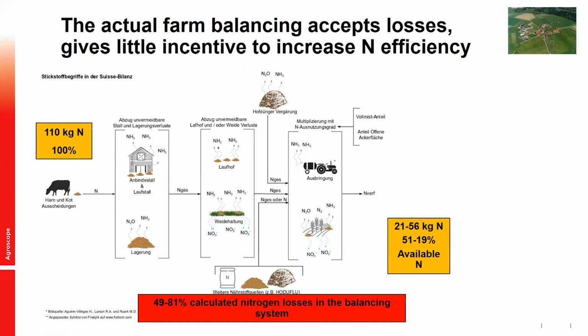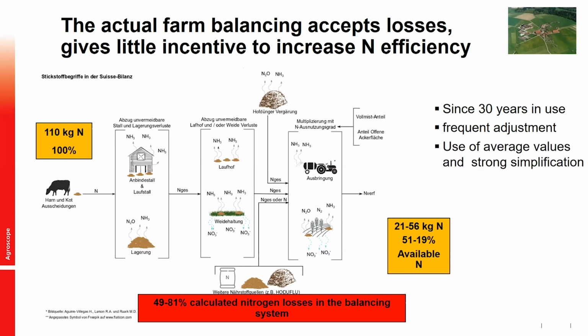And knowing that, we can say that this kind of balancing system does not give incentives to increase nutrient or nitrogen use efficiency. Having said that, this balancing system is basically 30 years old, and since then it has been in use with just frequent adjustments, being mainly on numbers and on very marginal things. Of course, back in the time, it was a very innovative system, but it hasn't adjusted to changing knowledge so far. And it still uses average values and is based on a very strong simplification of the agriculture or farm system. Having said that, there is a strong need for revision of the system.